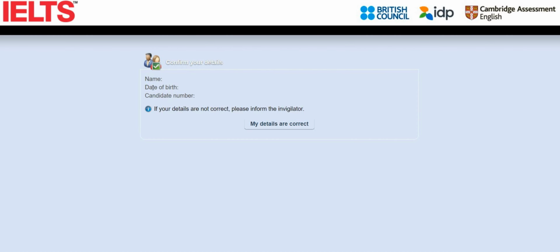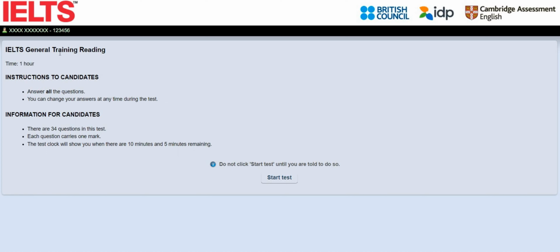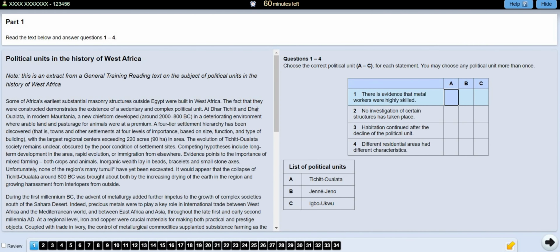Let's begin. We'll write down the name, date of birth, and the candidate number accordingly. Then we'll begin. We have about 1 hour, and we have to answer all the questions. You can change your answers at any point during the test. There are roughly 34 questions in this test; usually there are 40. Each question carries 1 mark, and the test log will be here, where you can see the time, and you can even hide the time as well. So we'll just start our test without any further delay.